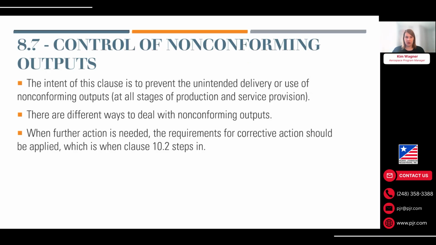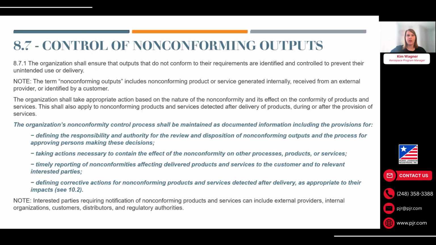The intent of this clause is to prevent the unintended delivery or use of non-conforming outputs at all stages of production and service provision. There are, of course, different ways to deal with non-conforming outputs. There are different dispositions that are allowed. And then when further action is needed after dealing with a non-conforming situation, that's when the requirements of the corrective action process should be applied and when clause 10.2 steps in.